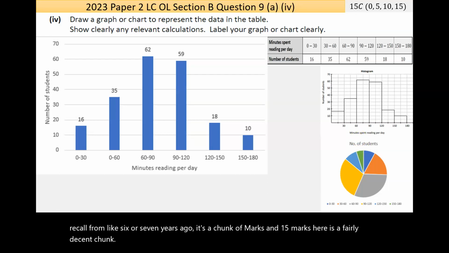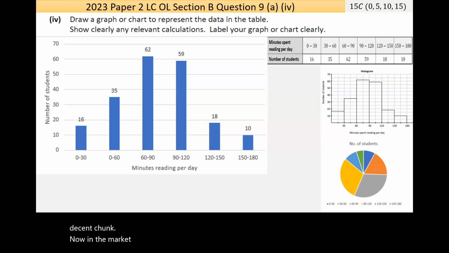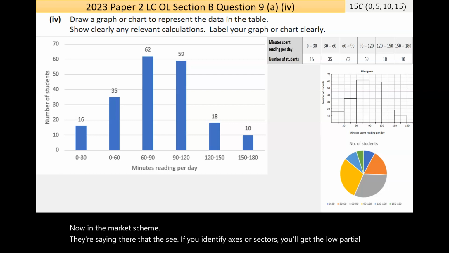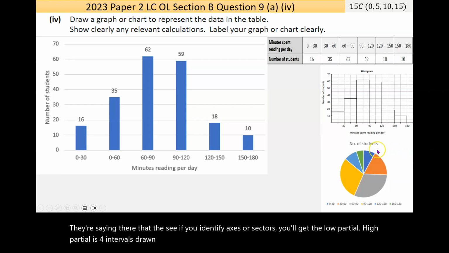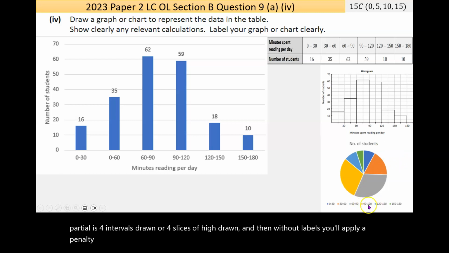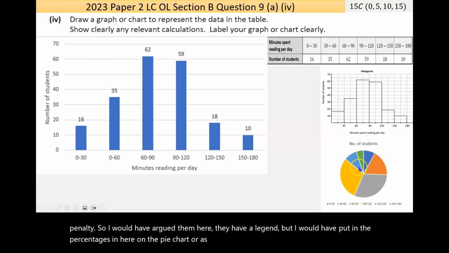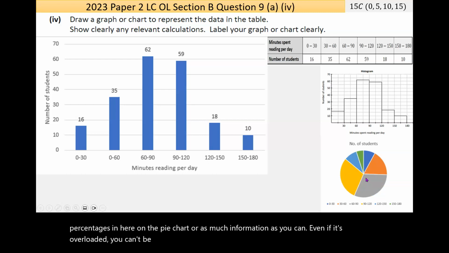Now, in the marking scheme, they're saying that if you identify axes or sectors, you'll get the low partial. The high partial is 4 intervals drawn or 4 slices of the pie drawn, and then without labels, you'll apply a penalty. So I would have argued down here, they have a legend, but I would have put in the percentages in here on the pie chart, or as much information as you can. Even if it's overloaded, you can't be saying you didn't label if you overlabeled.